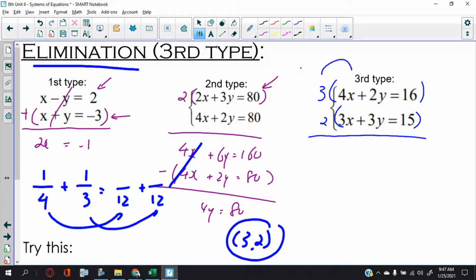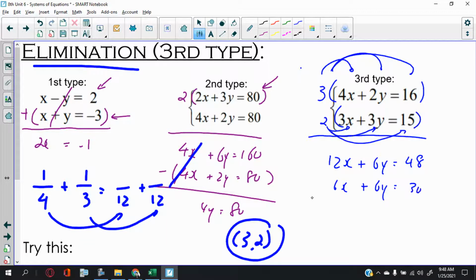So watch this, right? I distribute. So 3 times 4 is 12, 12x plus 6y equals 48, right? And here I can do 2 times 3x, that's 6x, plus 2 times 3y, that's 6y, equals 2 times 15, that's 30, right? See that? Here I can subtract. So this is 6x. These cancel out, which is the whole point of doing that. And that equals 18. Divide both sides by 6. x is 3, right?